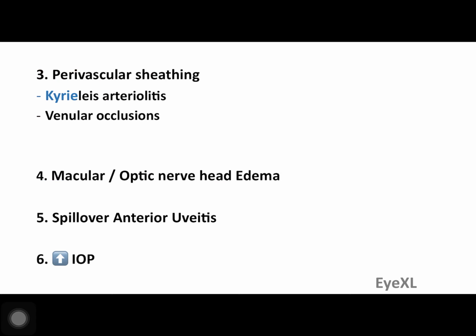The other features are macular or optic nerve edema because of generalized inflammation. Some spillover anterior uveitis, because again it is one continuous structure. The posterior uveitis can progress to form intermediate and continue to become anterior uveitis. So spillover. And raised intraocular pressure, simply because there is so much inflammation going on. There are n number of reasons why you can have an increased intraocular pressure.